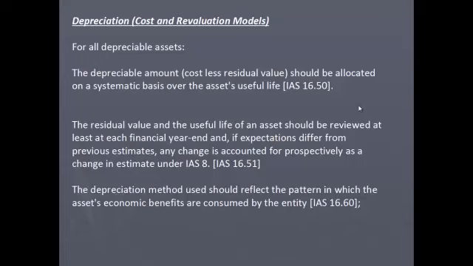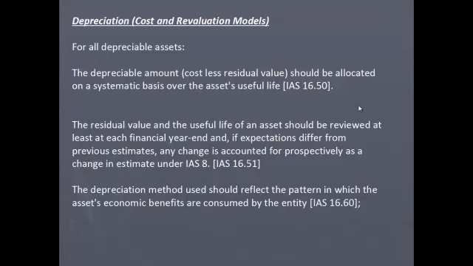Depreciation, cost and revaluation model. For all depreciable assets, the depreciable amount, cost and residual value should be allocated on a systematic basis over the asset's useful life. The residual value and the useful life of an asset should be reviewed at least at each financial year end, and if expectations differ from previous estimates, any change is accounted for prospectively as a change in accounting estimate under IAS 8.